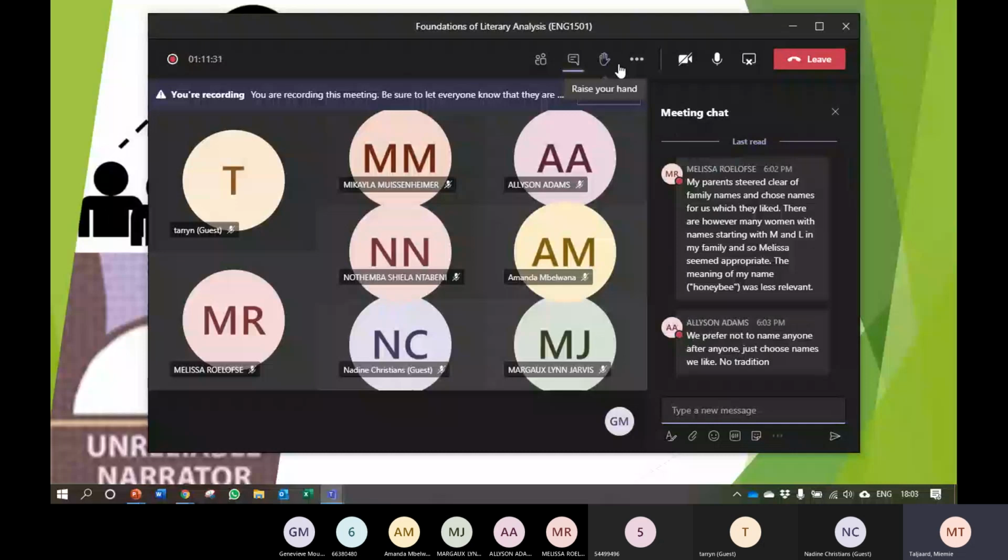No tradition. So your tradition is not to name anyone after anyone, just choose names we like. No, so in your family, the names aren't that important. You choose them according to the sound or some other association.